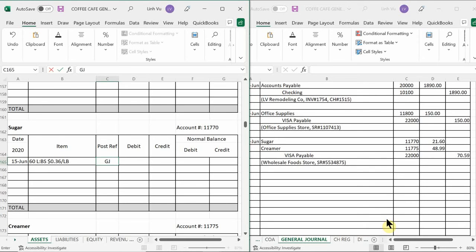And then it's page 5. And then debit of $21.62.